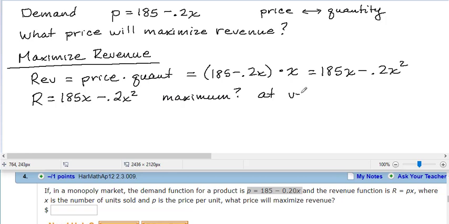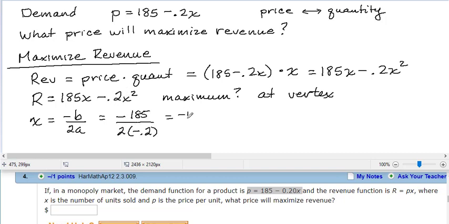As you recall from the last section, it's at the vertex. And how do you find the vertex? You find the x-coordinate first. It's at negative b over 2 times a. For this problem, that's negative b is 185. It's the coefficient in front of the x. Over 2 times a is the coefficient on the x squared term. Negative 185 over negative 0.4 gives me 462.5. Okay, 462.5 what?